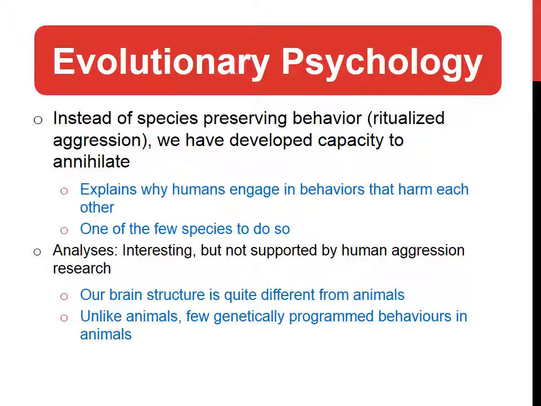Other theories suggest that while this may be an interesting explanation, it is not supported by human aggression research. These researchers suggest that humans cannot be directly compared with other animals because we differ from them in terms of, for example, our brain structure. The brain structure of human beings differs quite significantly from even our closest animal relatives, and unlike other animals, human beings have few genetically programmed behaviors. Therefore, we cannot put down our aggressive behaviors to just evolutionary psychology because we are more likely to react to the demands of the situation or the environment that we are in instead of based purely on instinct.